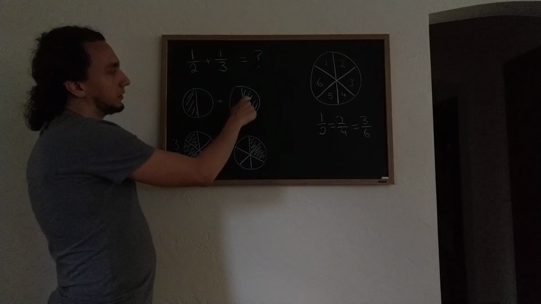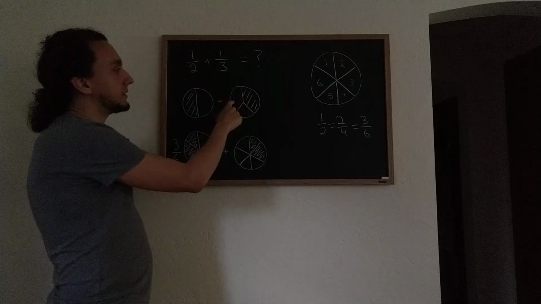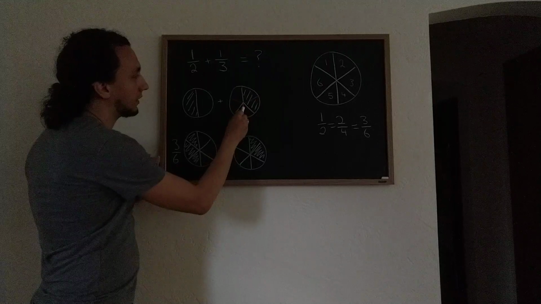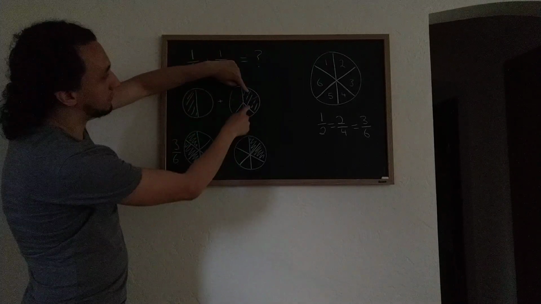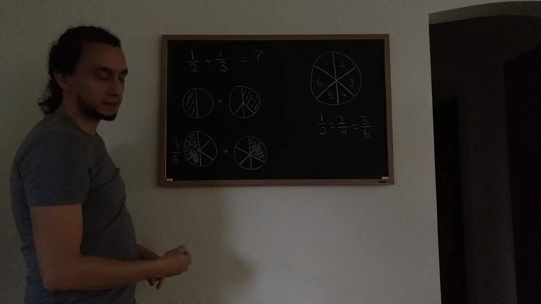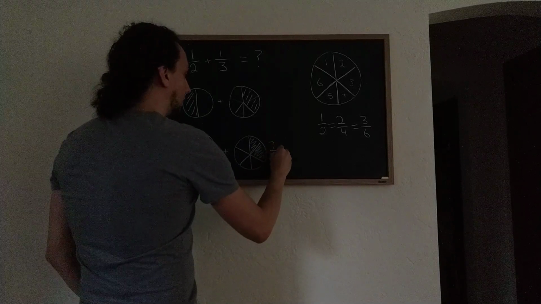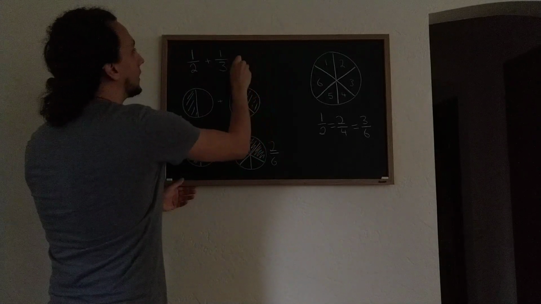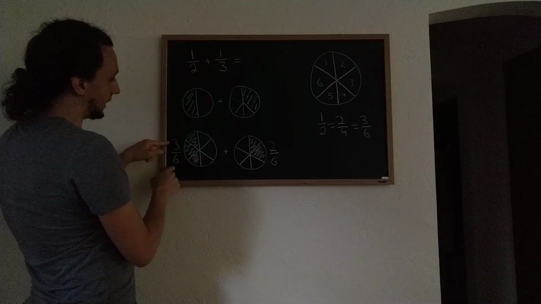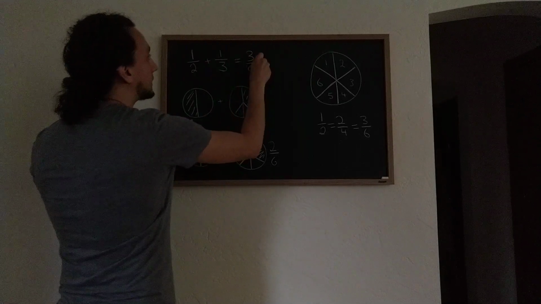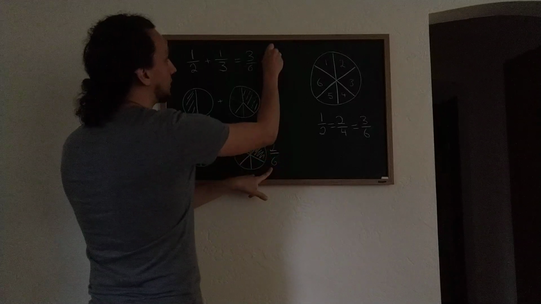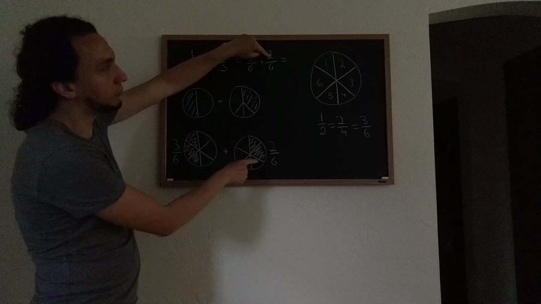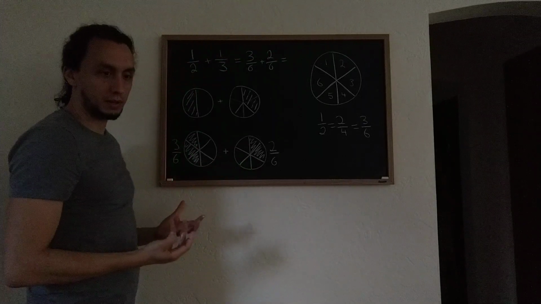When the circle was in 3 pieces and we divided each of these pieces in half, then what used to be a third becomes 2 out of 6. So this is 2 out of 6. And now we can answer our question. 1/2 plus 1/3 is the same as 3 out of 6 plus 2 out of 6. And if you have 3 out of 6 and then 2 more out of 6, how many is that in total?